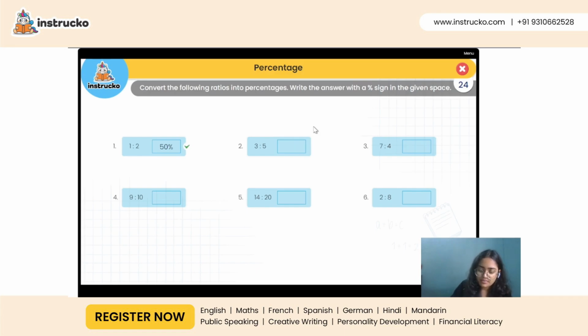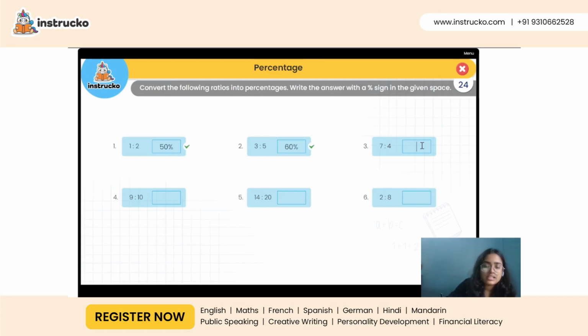Let's go. 3 by 5. 3 ratio 5 in fraction form is 3 in the numerator, 5 in the denominator. You multiply it by 100. Divide 100 by 5, you get 20. And then you multiply 20 by 3, you get 60. So your answer should be 60%. Let's check that. And you've got that right.